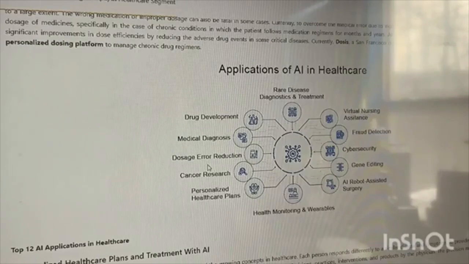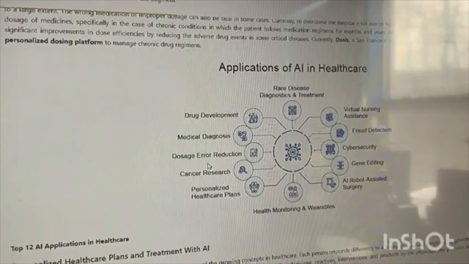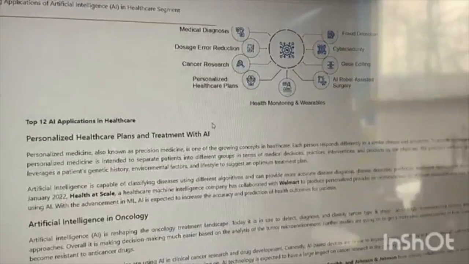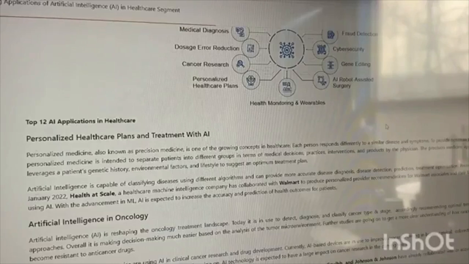Now, who is not going to want all their medicine and everything tailored directly to them? Additionally, personalized healthcare plans and treatment with AI. Personalized medicine, also known as precision medicine, is one of the growing concepts in healthcare. Each person responds differently to a similar disease and symptoms. To provide optimum results, personalized medicine is intended to separate patients into different groups in terms of medical decisions, practices, interventions, and products by the physician. The precision medicine approach leverages a patient's genetic history, environmental factors, and lifestyle to suggest an optimum treatment plan.